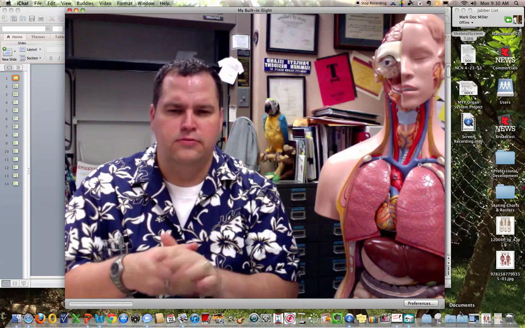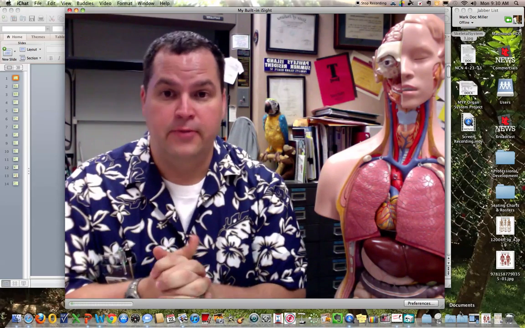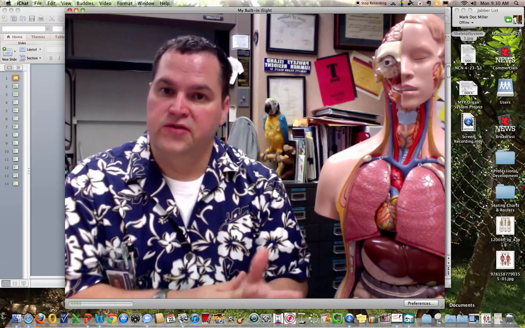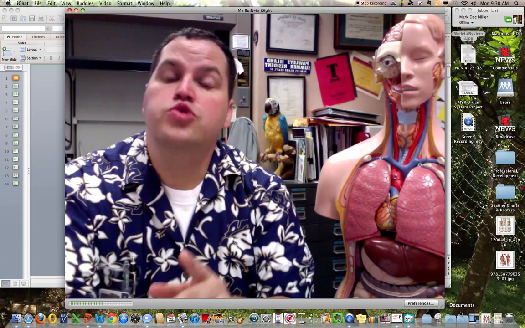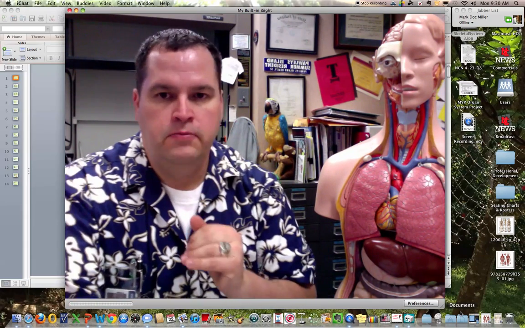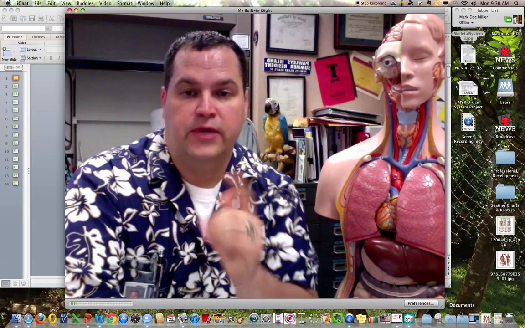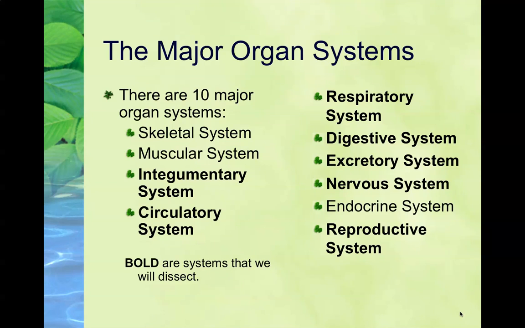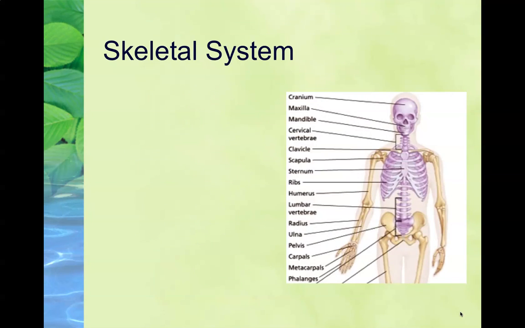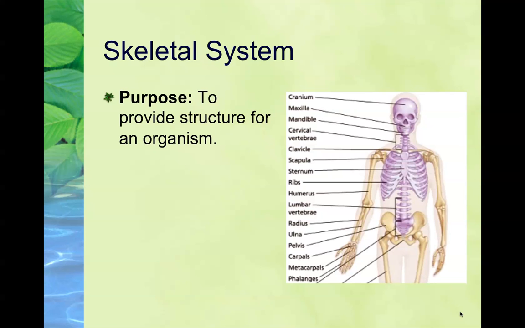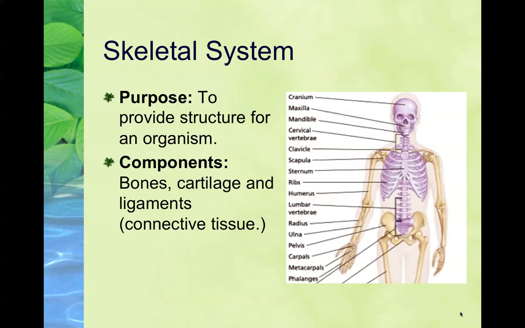Okay, so unless you're willing to dissect somebody, which I can't imagine anybody volunteering for that job, we're going to use the fetal pig as sort of a stand-in. All right, so what we're going to do is we're going to take each one of these systems one by one. We're going to talk about its major function and the pieces that make it up. So let's start with the skeletal system. Now, the skeletal system has the job of providing structure for the organism. It basically is the frame on which everything is built. The components that make up the skeletal system are bones, cartilage, and ligament.